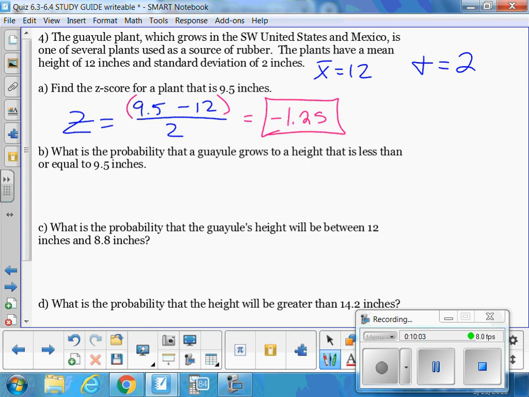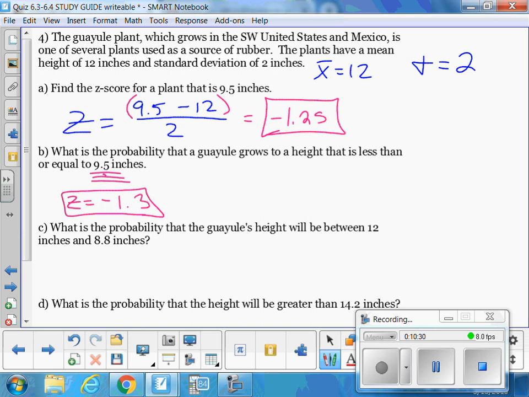I believe part B is where we head to the chart. We want the probability that the plant will grow to a height that's less than or equal to 9.5. So I guess the good news is we already know the z-score for 9.5 is negative 1.2. I'm going to round it to negative 1.3 so that when I go to look at my chart, I have something I can look at. Our chart only goes to tenth places.